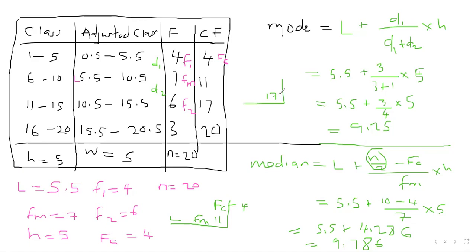What three things are we going to look for? We're going to look at FC, which is above it. FC is 11, right? Then FM will be 6. Good. And L, L is 10.5. Excellent, 10.5. Good. So 10.5, 6. All right.